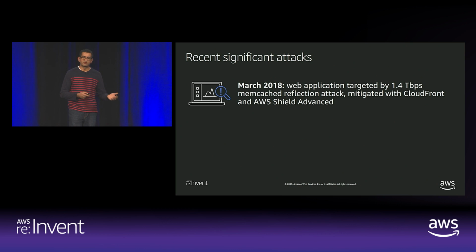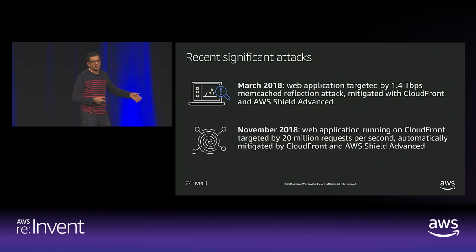So a couple of examples of recent significant attacks that we were able to mitigate. In March earlier this year, one of the Shield Advanced customers experienced a 1.4 terabits per second memcached reflection attack. This is where an attacker can send spoofed packets to open memcache servers, and we were able to successfully mitigate this using CloudFront.